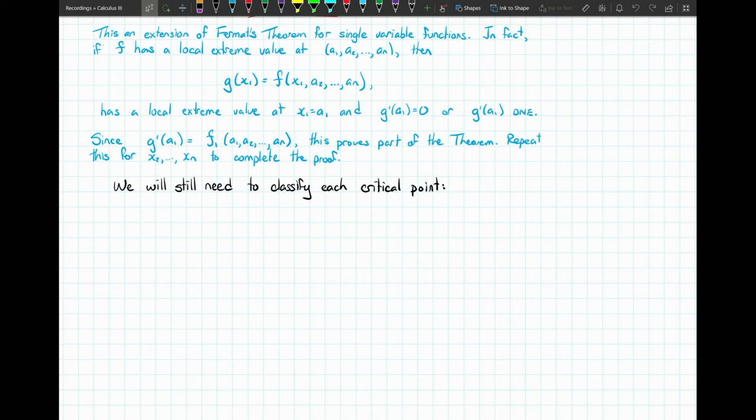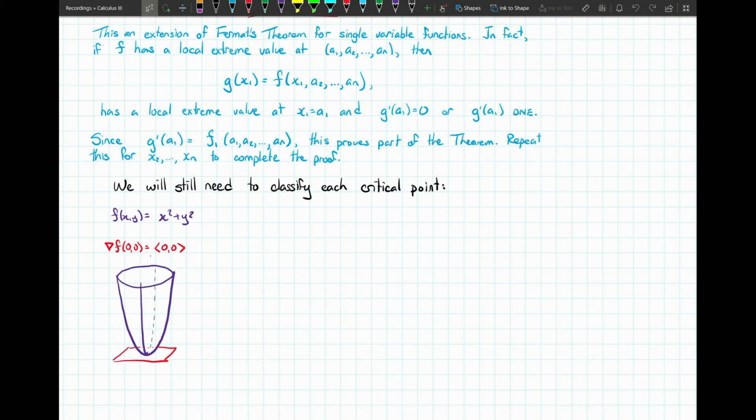For example, we could think about the function f of x comma y equals x squared plus y squared. Now, we can see right off the bat that if we were to take the gradient of that function and plug in the point 0, 0, we get the zero vector. And we know what this graph looks like. It's an elliptic paraboloid opening upward. And at that particular point where the gradient equals 0, we have a horizontal tangent plane. It's just the vertex of that elliptic paraboloid. So we can see right away that in this particular example, we would have a local minimum.